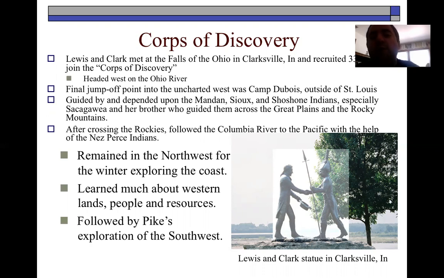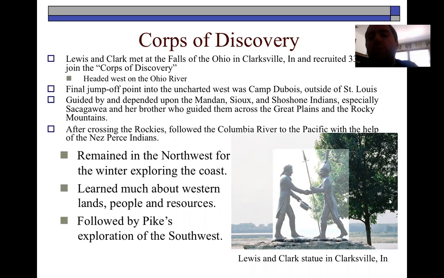Nez Perce Indians are going to play a crucial role, because after crossing the Rocky Mountains, they followed the Columbia River to the Pacific with the help of the Nez Perce Indians. Nez Perce Indians are going to help them with their travel. They remained in the Northwest for the winter. So they're going to remain in the Northwest for the winter.